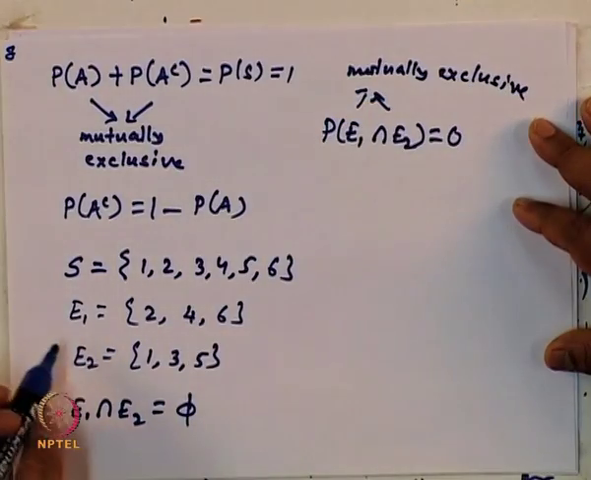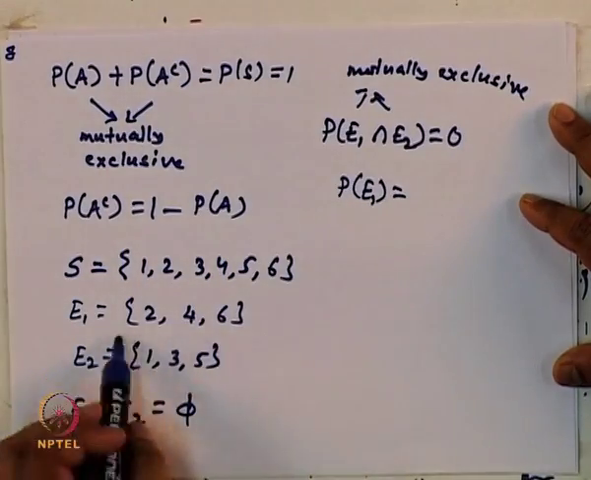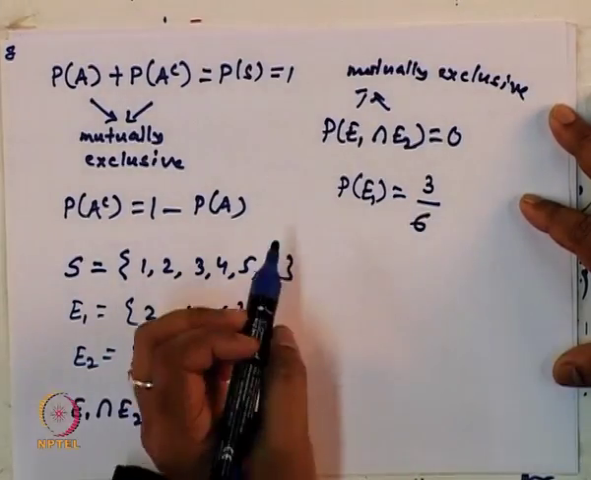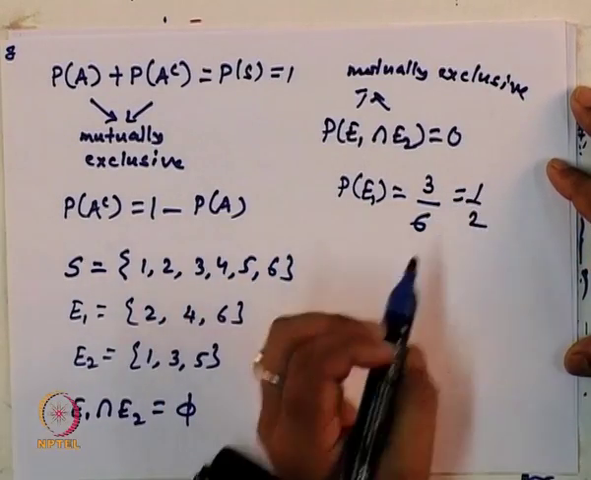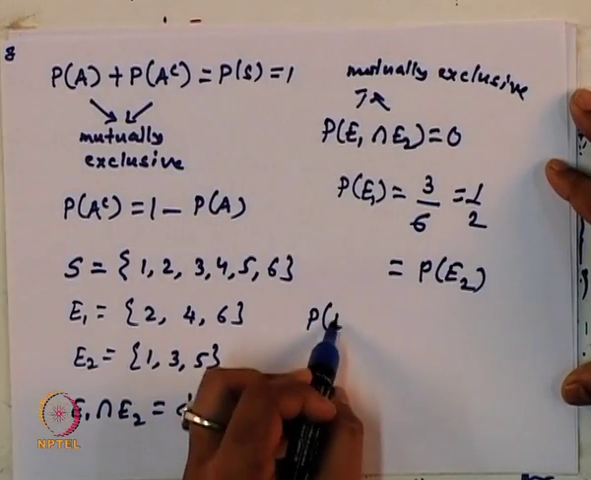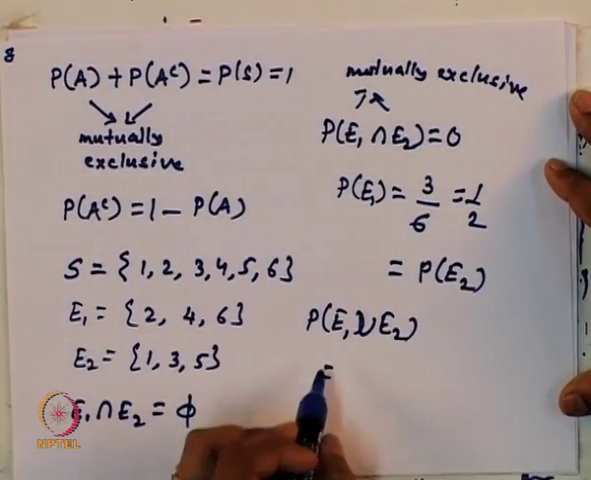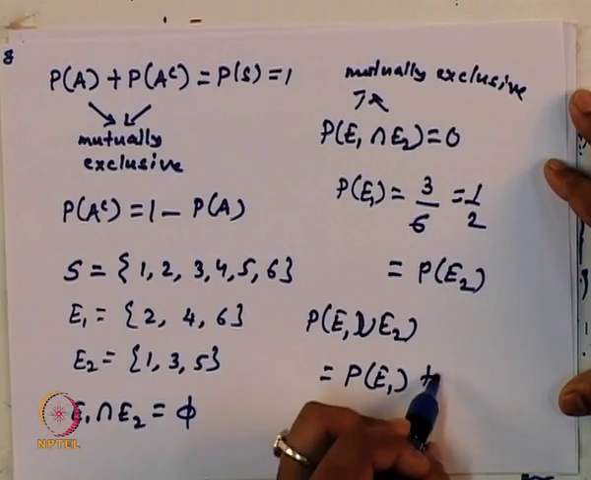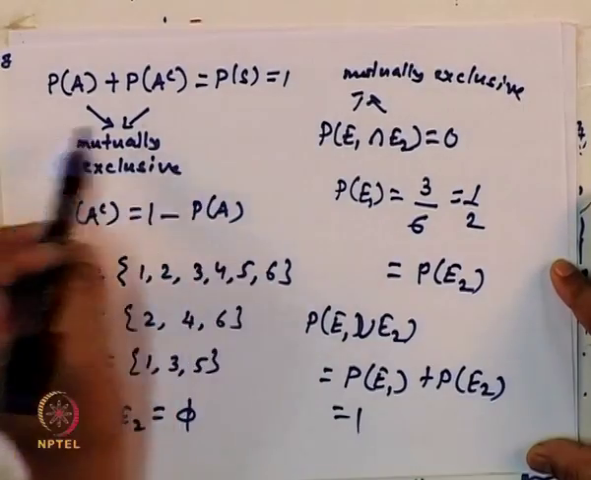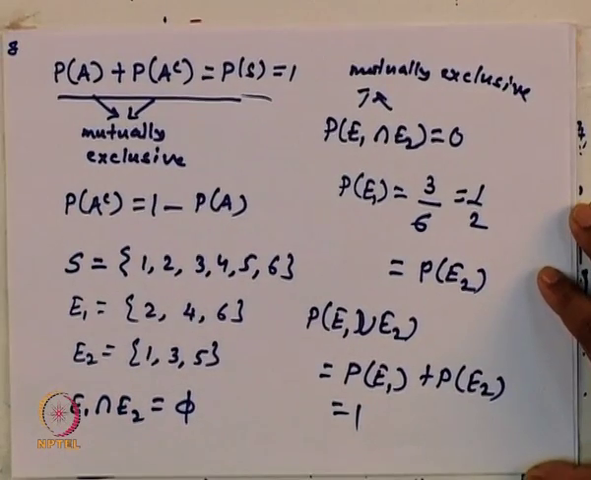Okay. Probability of the event E1 occurring: there are 3 possibilities, and the total number of possibilities is 6. So, the probability of E1 occurring is going to be half, and this is the same as the probability of the event E2. Because these are mutually exclusive, the probability of E1 union E2 is simply P of E1 plus P of E2, which is equal to 1. So, we have in essence confirmed this expression, that the probability of A plus the probability of A complement is equal to 1.